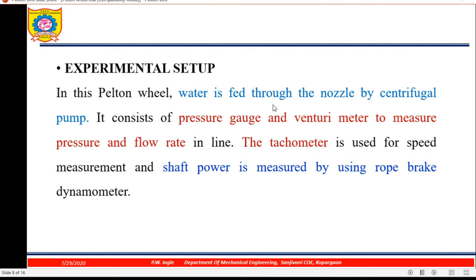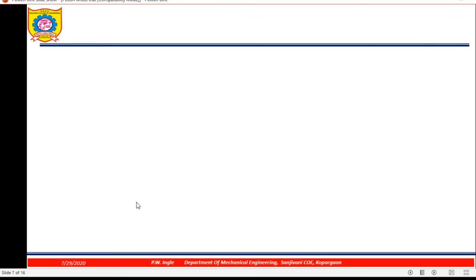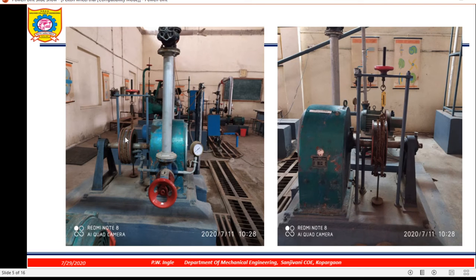So in this Pelton wheel, the water is fed through the nozzle by a centrifugal pump. It consists of a pressure gauge and venturimeter to measure the pressure and flow rate. The tachometer is used for speed measurement and shaft power is measured by using a rope brake type of dynamometer. So here again I will explain to you. This is a rope brake dynamometer.